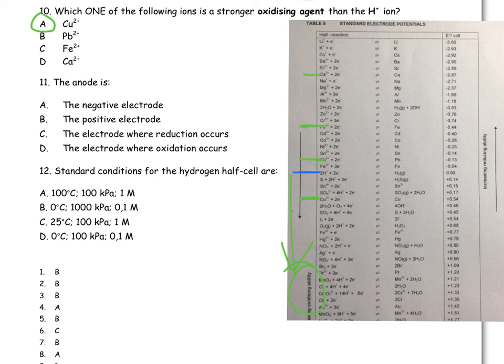The anode is always going to be the place where oxidation occurs. That's your definition of an anode. You'll see it changes. Sometimes it's negative and sometimes it's positive, which is why I don't really emphasize that, depending on whether you've got an electrochemical or electrolytic cell. And then the standard conditions for a half cell, again, pure bookwork, and that is C, 25 degrees centigrade, 100 kilopascals, and 1 molar.